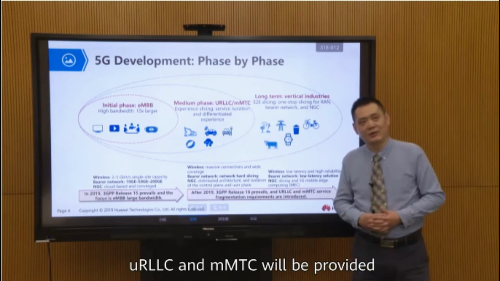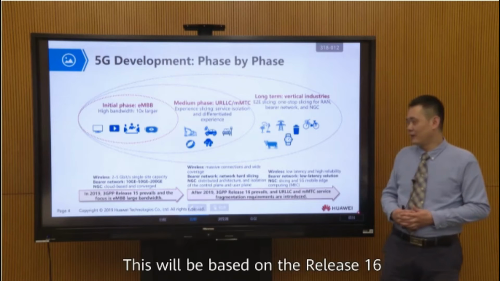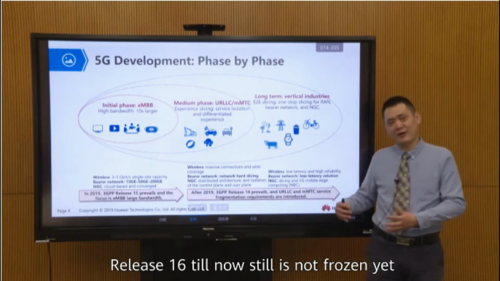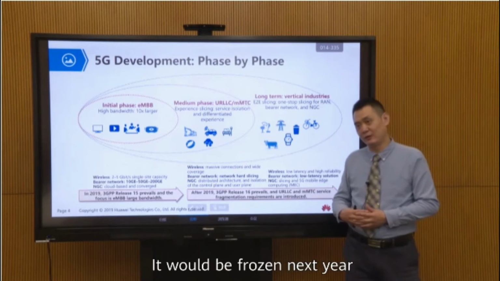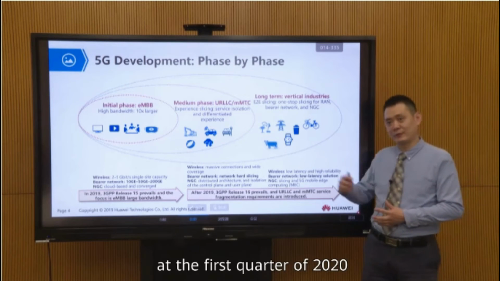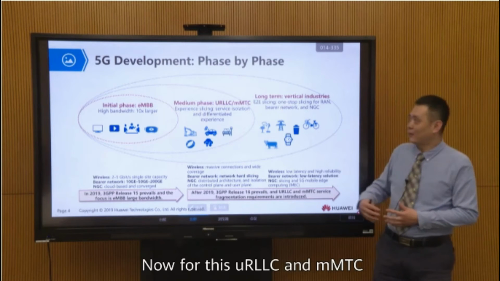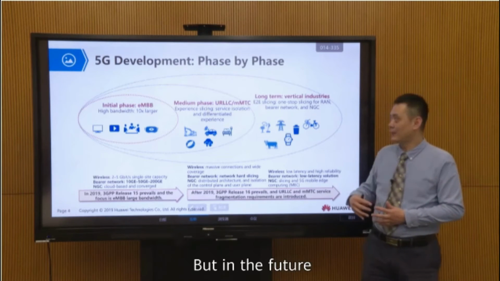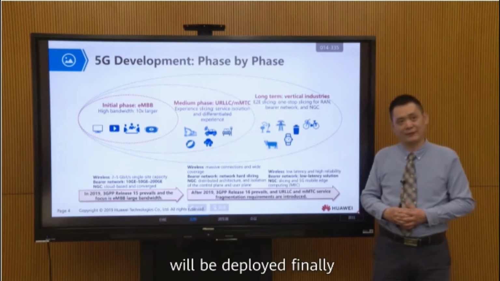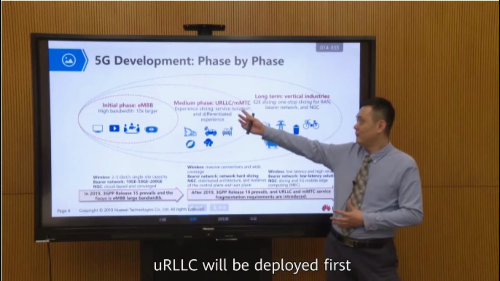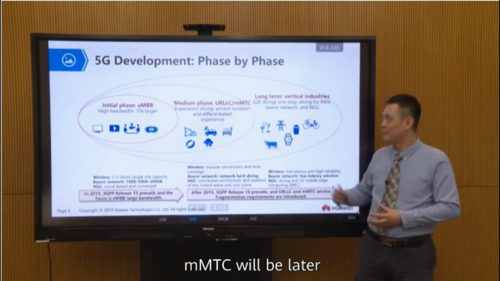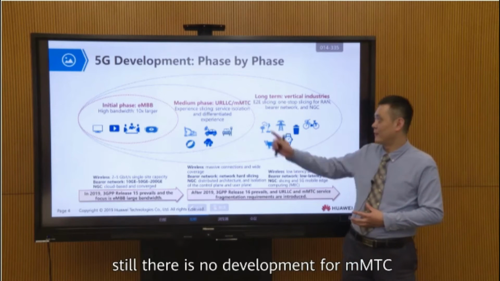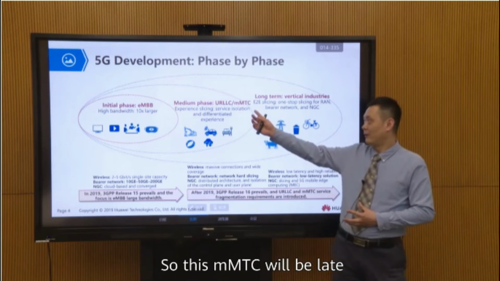URLLC and MMTC will be provided. And this will be based on the release 16. Release 16 is till now still not frozen yet. It will be frozen next year, the first quarter of 2020. Okay. So now for this URLLC and MMTC cannot be commercially deployed yet. But in the future, URLLC and MMTC will be deployed finally. And the URLLC will be deployed fast, and the MMTC will be later. Because in release 16, still there's no development for MMTC. So this MMTC will be late.